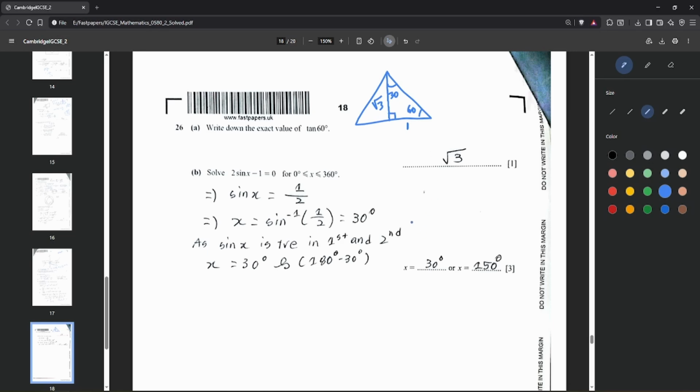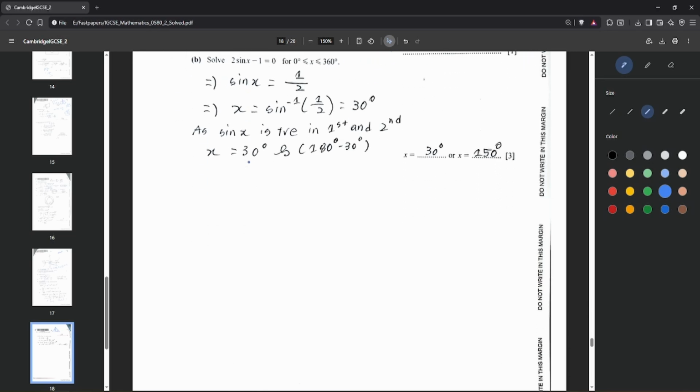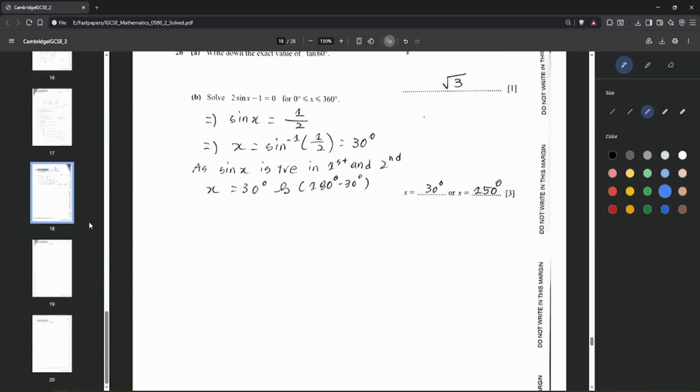Now solve 2 sin x minus 1 equals 0. Alright, so from this we make 2 sin x equal to 1, sin x is equal to 1 by 2. If we evaluate this, we get 30 degrees, right? And now we know sine is positive in the first quadrant and the second quadrant, so that means we will get this angle or this angle.